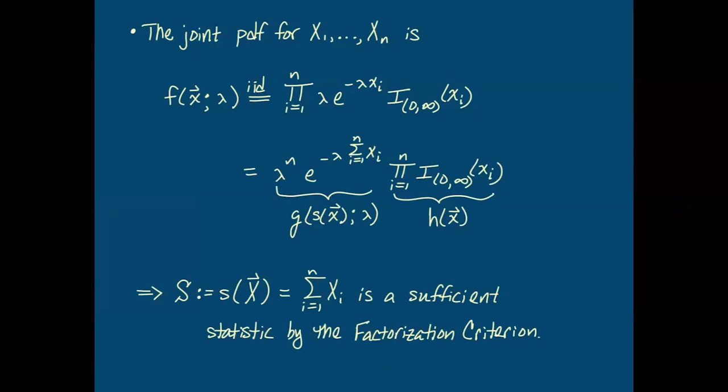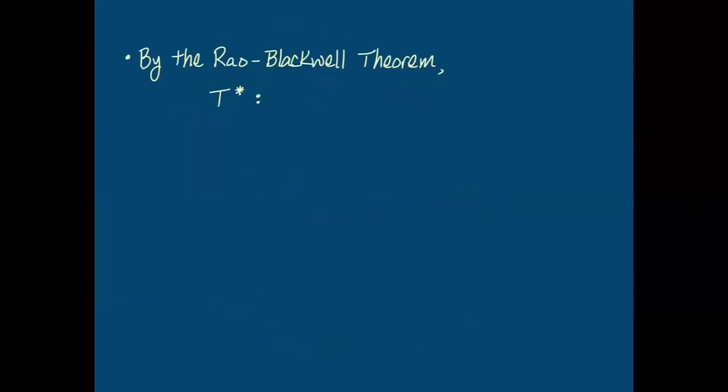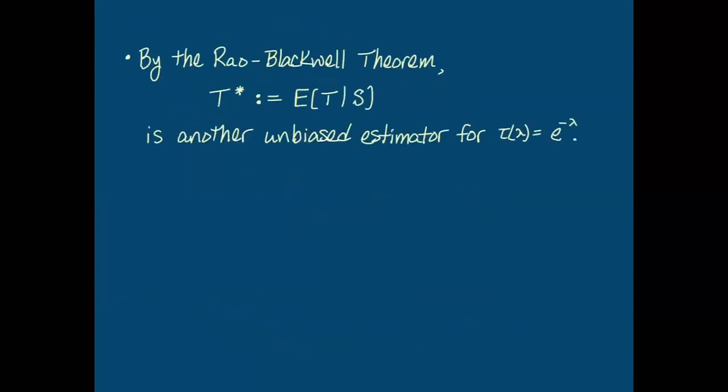Recall that we had an unbiased estimator t for e to the negative lambda. The Rao-Blackwell theorem says that if we define a new random variable t star as the conditional expectation of t given s, we have yet another unbiased estimator for e to the minus lambda. This will be a function of s. S is a function of all of the x's, so we will then have an unbiased estimator that is a function of all of our data points x1 through xn. Furthermore, the variance of t star is going to be strictly less than the variance of t, although that's not really our concern in this problem.